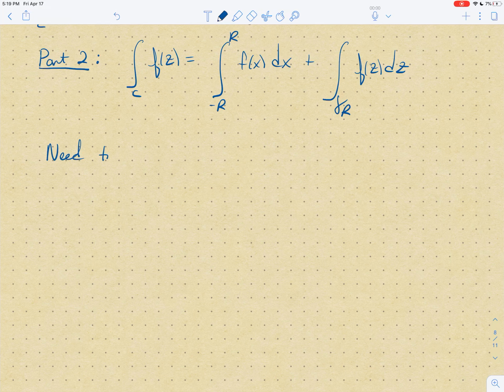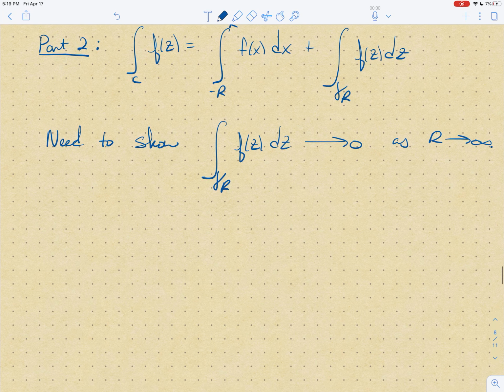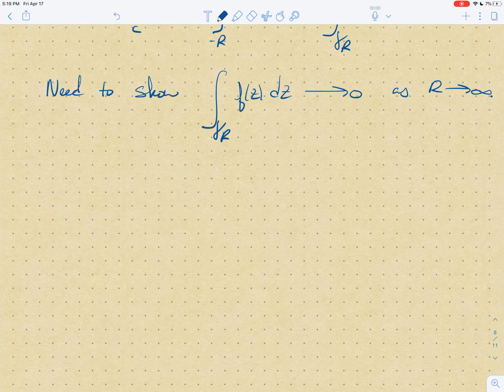So we need to show that this integral over the circle gamma of r of f of z dz goes to 0 as r goes to infinity. Okay, so how does one go about doing that? Well, we're going to use the tricks that we learned at the beginning of this lecture to bound our function, and then we're going to realize that, hey, we're living on the circle of radius r, and so things actually work out quite nicely. So here we go.